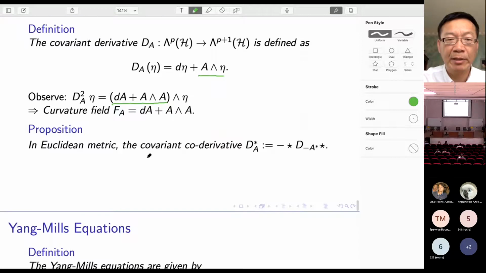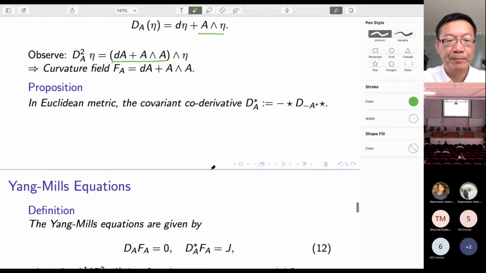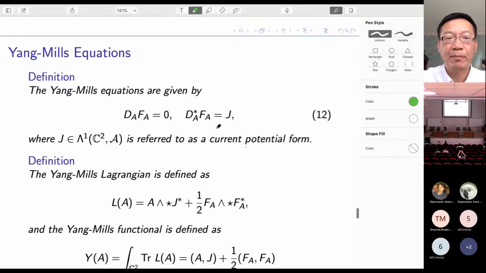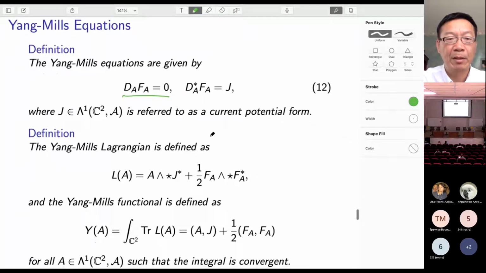Now, one particular technical detail that we have not seen elsewhere is that when you compute its adjoint, this is a differential operator, and you can calculate its adjoint, then it is a negative Hodge-star, D, negative A-star, and the Hodge-star. And then the Yang-Mills equation is given by this set of two equations. This is called the Bianchi identity, which holds automatically. This is the real difficulty for solving Yang-Mills equations.